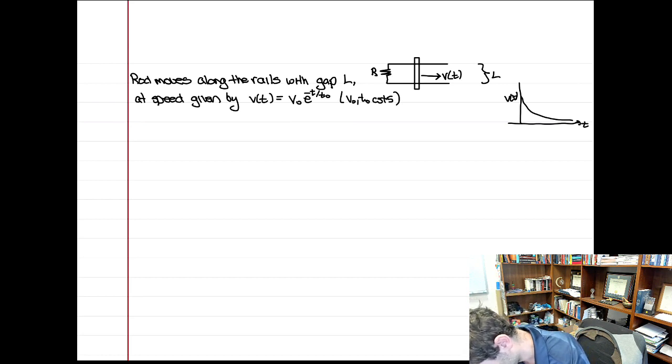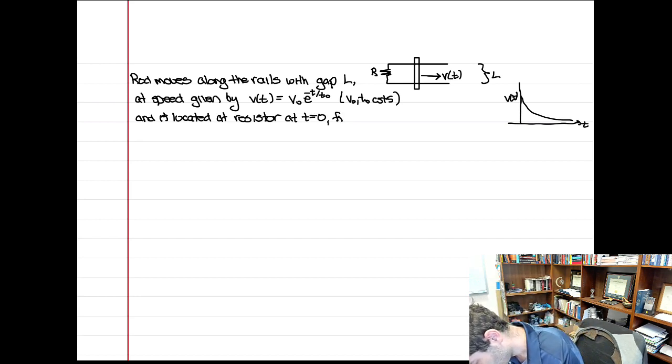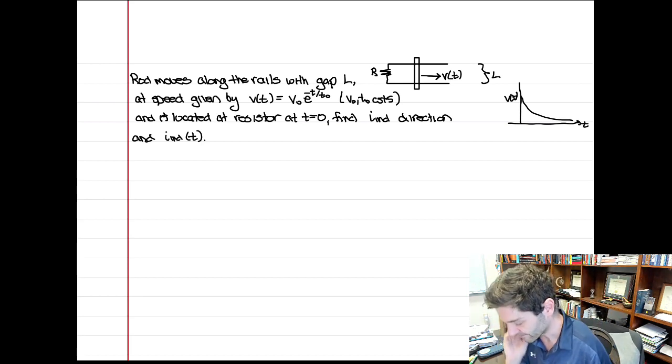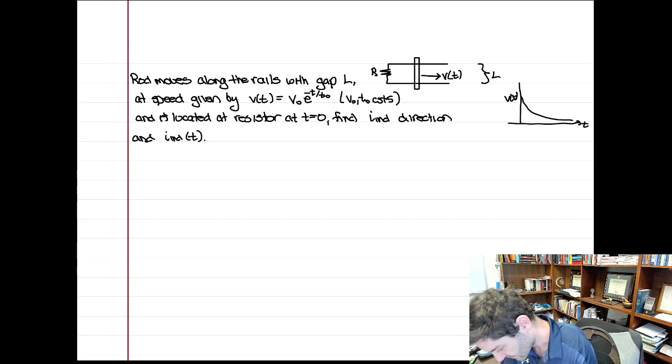It's given by that velocity and is located at the resistor at t equals 0. Find the induced current, direction, and analytically solve for it as a function of time, and find I induced as a function of time. I guess I do have to do an integral, but exponential is so easy. So, okay. Very good. And then just to give a grid, let's call this location x equals 0, and this is then the positive x direction.